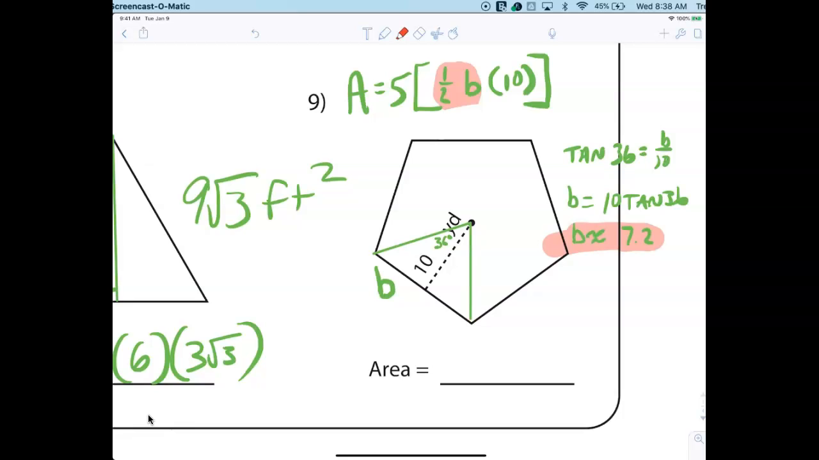All right, so now it's just 5 times that answer on your calculator times 10. So your area is approximately what? 363.3 square yards. I'm guessing. All right, and like I said, I don't really care if you're off by a little bit. We're not counting decimals. Everybody good with that? As long as you're in that area, we're good.